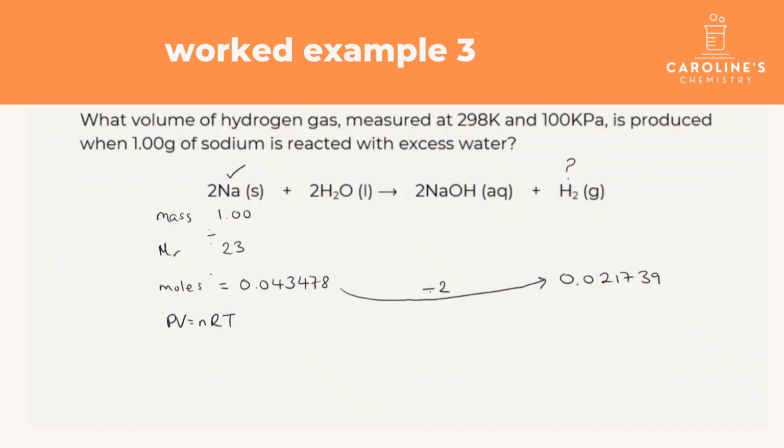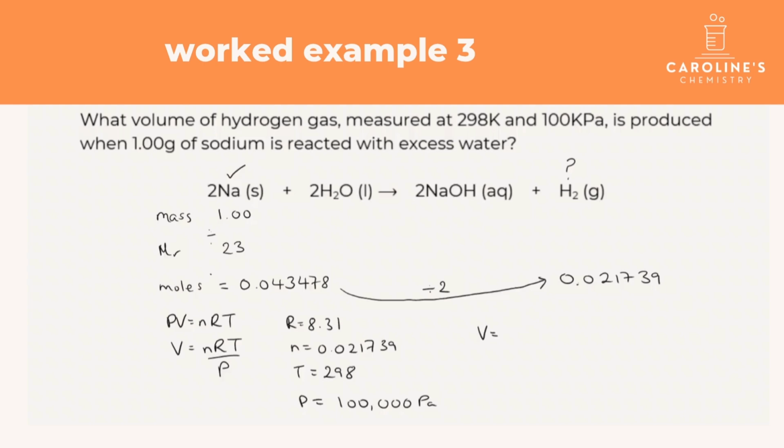Let's pop in the equation to begin with and then rearrange for volume, dividing by P. So that's nRT divided by P. Now, the terms for this equation, we have R, 8.31. We have n, 0.021739. We just calculated it. We have the temperature that is handily already in Kelvin, 298 Kelvin. And the pressure that we do need to convert because we're given kilopascals and we want pascals. So there we times by 1,000 to turn it into pascals.